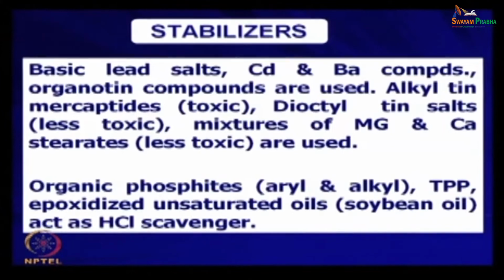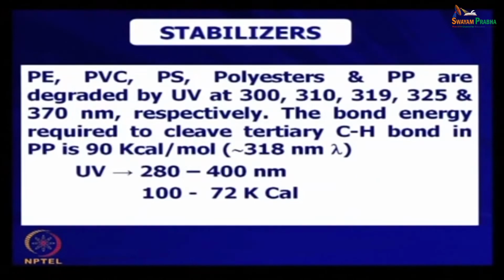So, once some HCl is produced, that will be consumed by it. So, this way it stabilizes the polymer. Polyethylene, PVC, polystyrene, polyesters and polypropylene are degraded by UV, ultraviolet light, at 300 to 370 nanometer range. PE degrades at around 300, PVC at 310, PS at 319, polyesters 325 and polypropylene 370 nanometer.